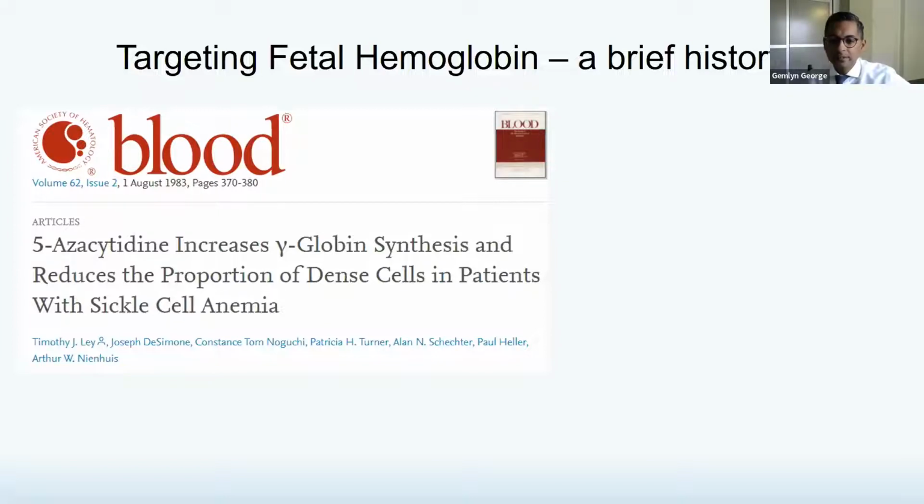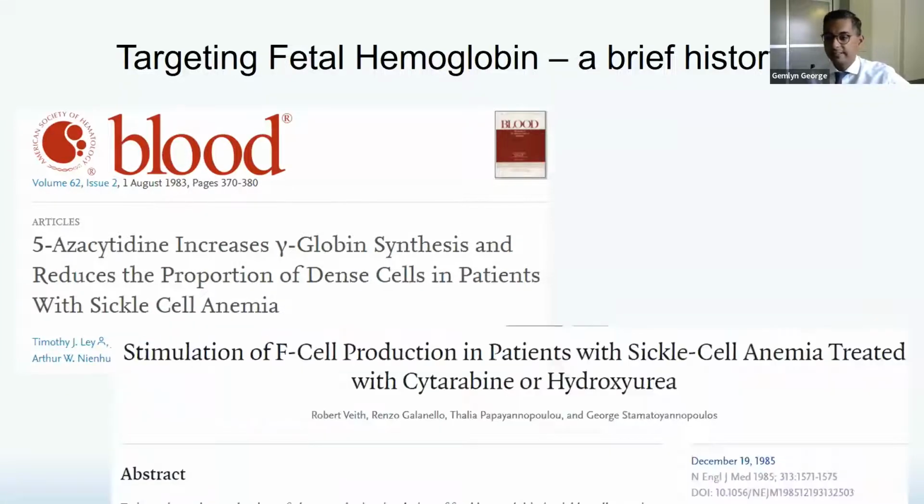To support this hypothesis, experiments were performed to show that hydroxyurea, which is a newly discovered S-phase specific chemotherapeutic agent with no DNA demethylating activity like 5-aza did, could also increase hemoglobin F production in baboons and in patients with sickle cell disease.